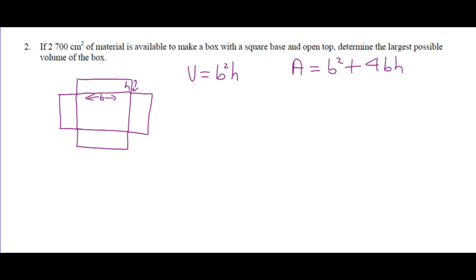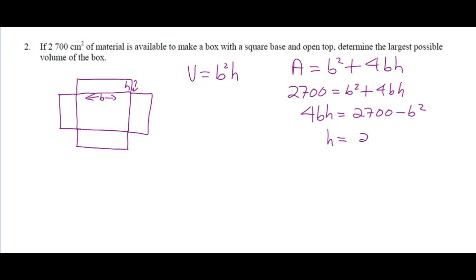Okay, now what do we know about the area? We know it's 2,700. So we're going to plug 2,700 in, and we are going to solve for H, right? If we do that, then we'll have H in terms of B, we'll plug that into the volume, we'll have one variable, and away we go, right? Off to the races. Okay, so what do we get? Well, we'll get 4BH is 2,700 minus B squared. So H is (2,700 minus B squared) over 4B.